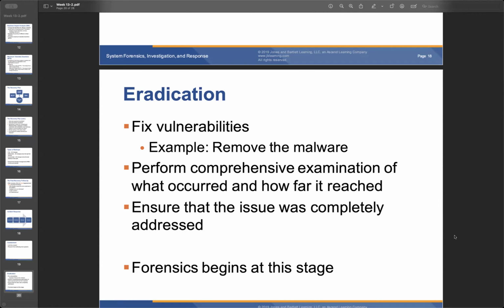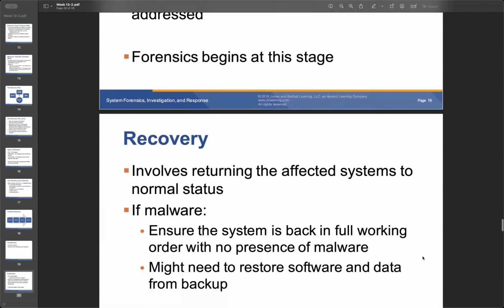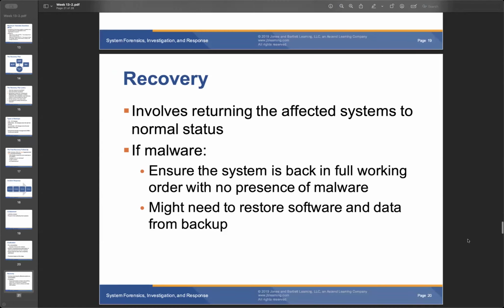After we do this, then we can begin the forensics. So this is the stage for us to investigate: what's the reason, what's the cause?